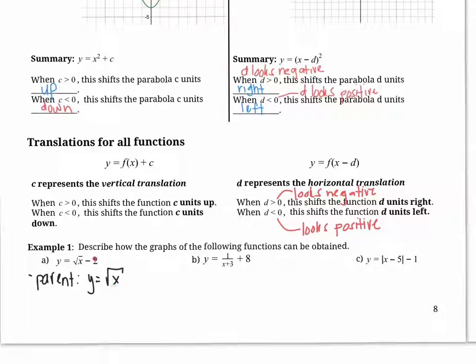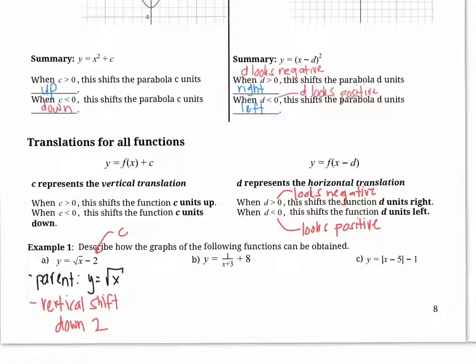Next, we've got to figure out what letter this one is. Is this one C or is it D? We can always tell if it's C or D depending on if it's inside touching the x or if it's outside the function entirely. So this guy is outside the function because yes, there's an x right beside it, but this is a little square root that's protecting that x. So this -2 is happening completely outside the function. So that is our C. And if it's outside the function, we know we're shifting up and down. And since our C is negative, we're going down 2.